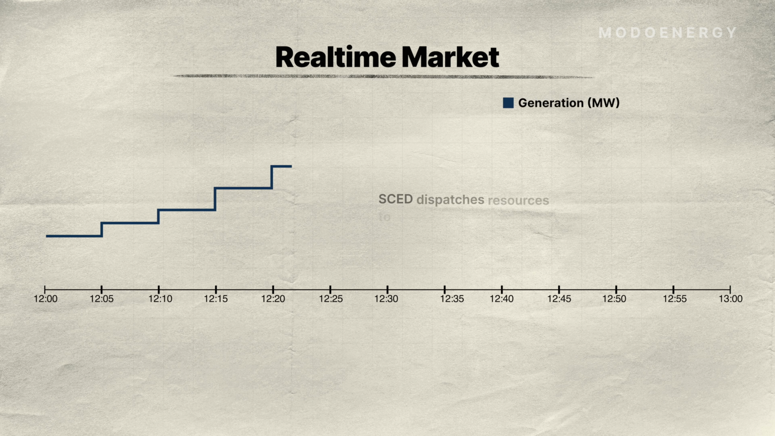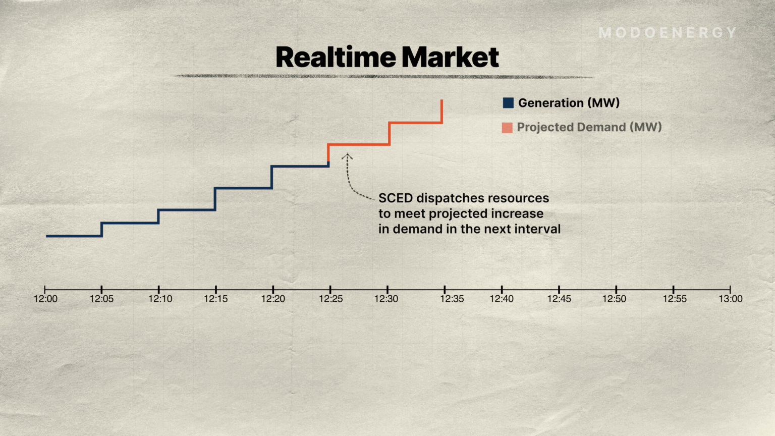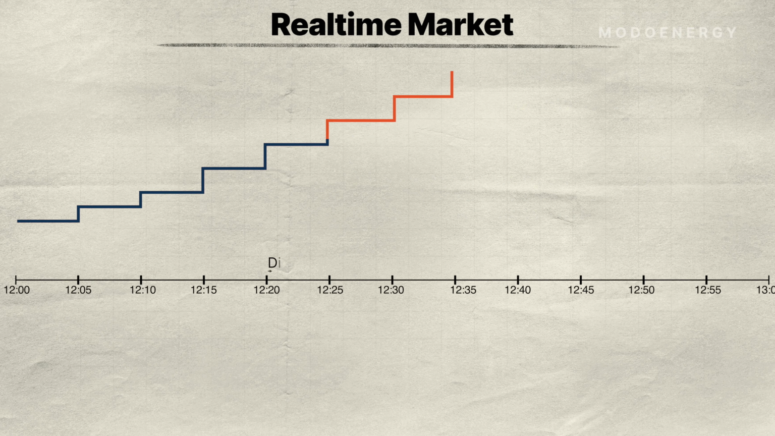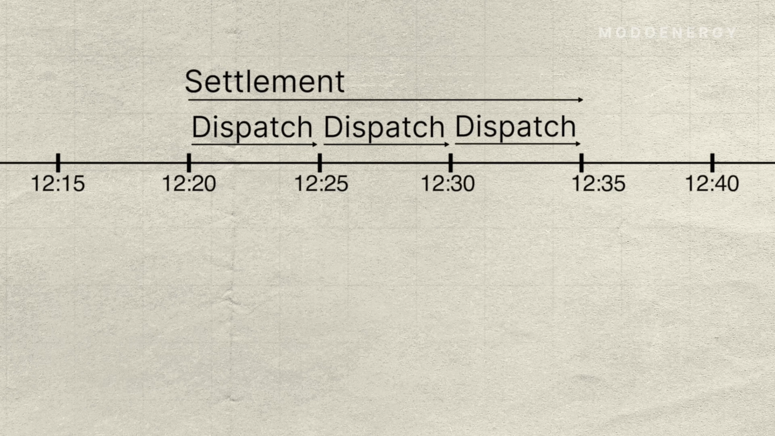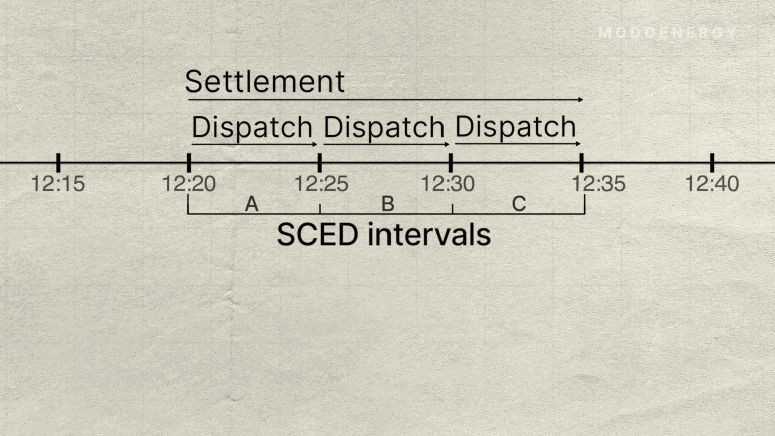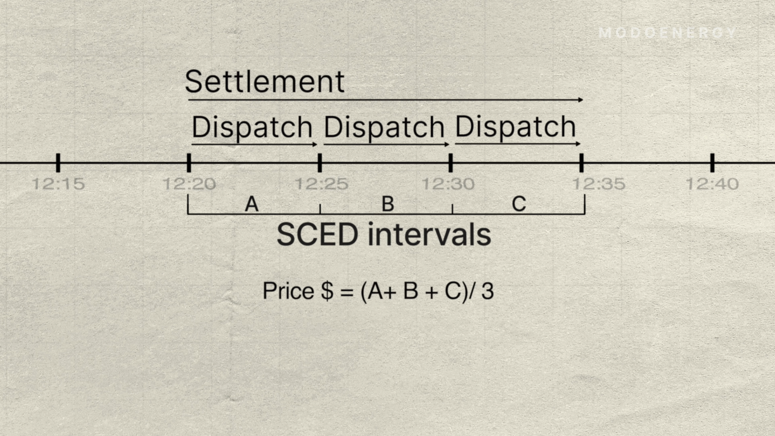With this information, SCED dispatches resources to meet projected demand at the next interval. The cost of resolving transmission constraints is also factored into this, which, as we know, causes the difference in prices between settlement points. Even though dispatch occurs every 5 minutes, settlement actually happens on a 15-minute basis. Each 15-minute settlement period is divided into 3 5-minute SCED intervals. The price for these settlement periods is just the mean of the prices for those 3 SCED intervals.